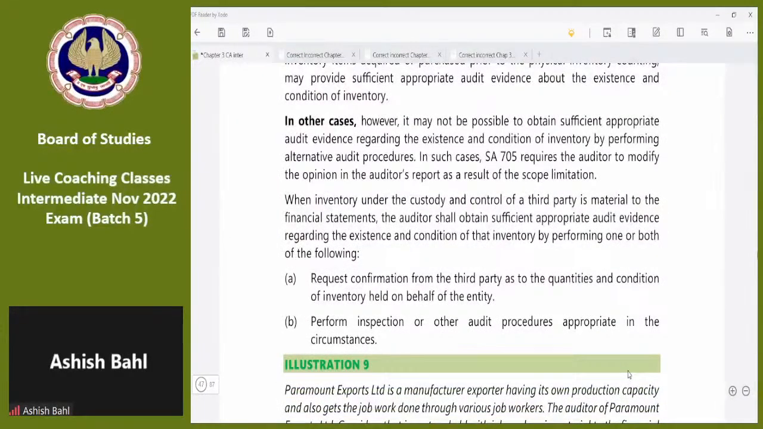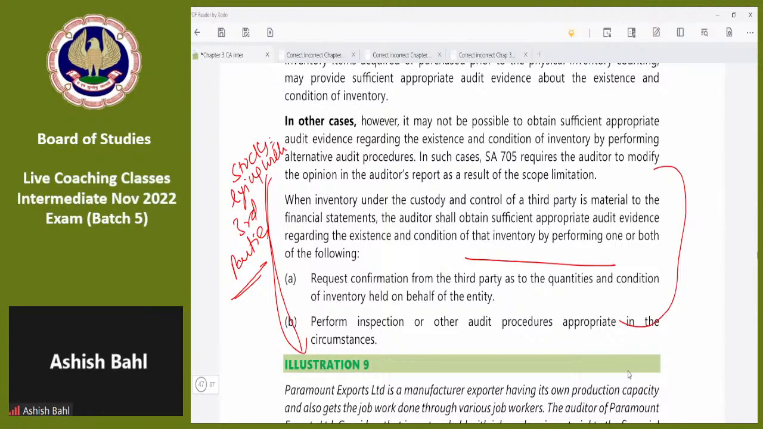So this thing, students, we have already done regarding the inventories lying with third parties, in external confirmation procedures. If some stocks are lying with third parties, say for job work, the auditor might request confirmation from the third party, not only about the quantity, but also about the condition. And if the circumstances permit, he might go there and perform inspection as an audit procedure.